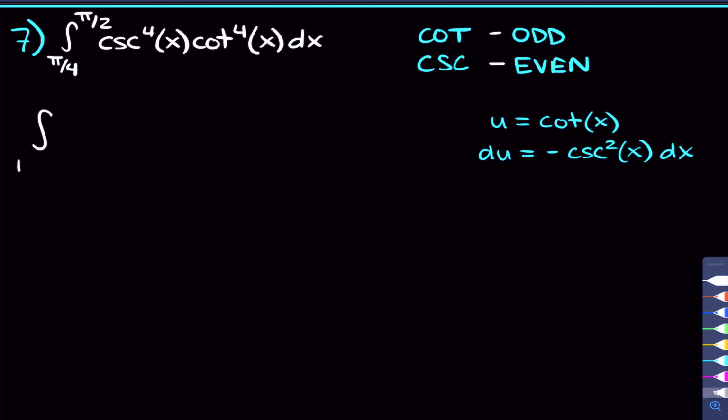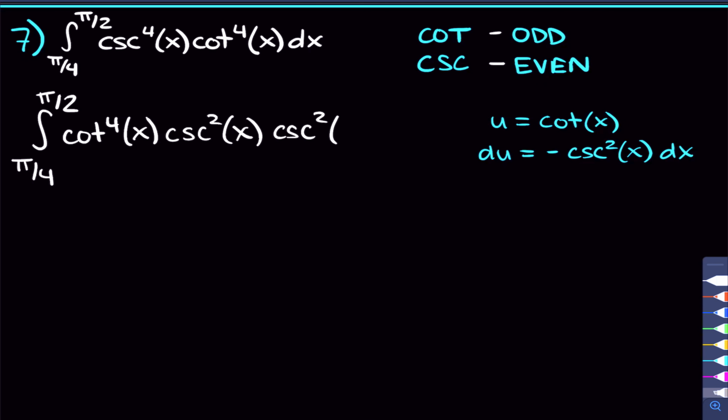So we're going to get the integral from pi over 4 to pi over 2 of, I'll write the cotangent first. So we have cotangent to the 4th of x times, I'll split out a cosecant squared from here, leaving me with a cosecant squared. And then here's the other cosecant squared. And I have dx. And we're all good, right? These still multiply to be cosecant to the 4th. And now that gives us our du with the exception of that negative.